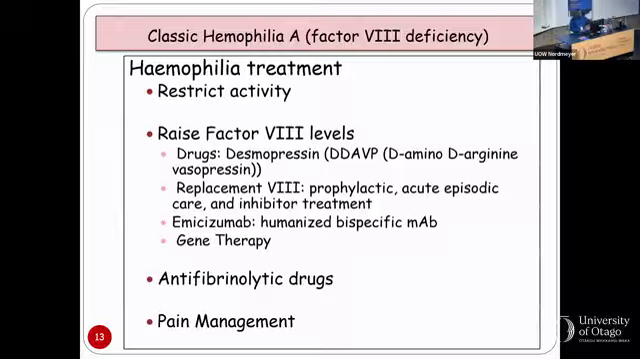Gene therapy has also been tried. It's still, I would say, mostly in the research realm, not yet widely available for clinical use.